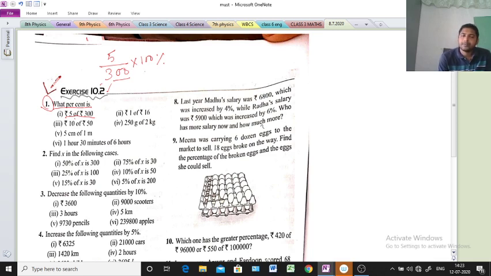Okay, so 100 by 300, 3 ones are 300. Clear or not? That means we are getting 5 by 3. Understood? 5 by 3%. Clear or not? 5 by 3%.